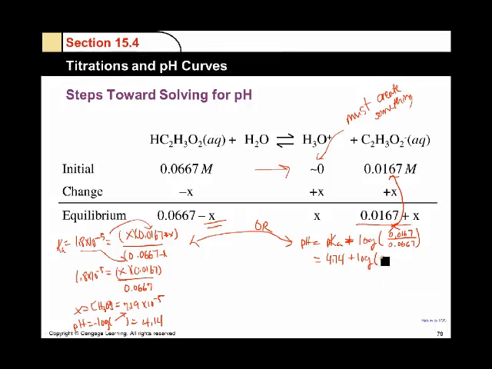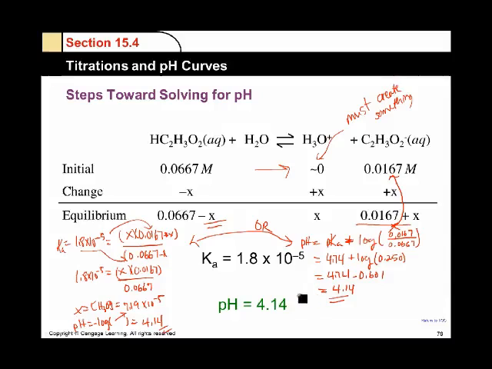Well, this ratio, when you do the math in your calculator, is 0.250. And that turns out to be minus 0.601, but when you do the subtraction, it's 4.14. That is the same as what we got before. Okay, there's our Ka and there's our pH, and so it doesn't matter which way you do it, you get 4.14 as the pH at this point here in the buffer region of our titration problem.